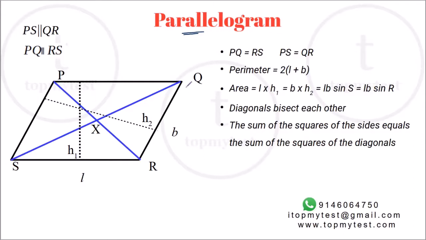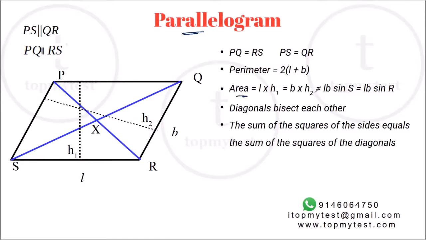Breadth, supposing, is the smaller side, and length is the longer side. Area will be base into height. Now there are two heights possible. One is taking QR as a base, that will be height h2, or SR as a base, in which case it will be height h1.